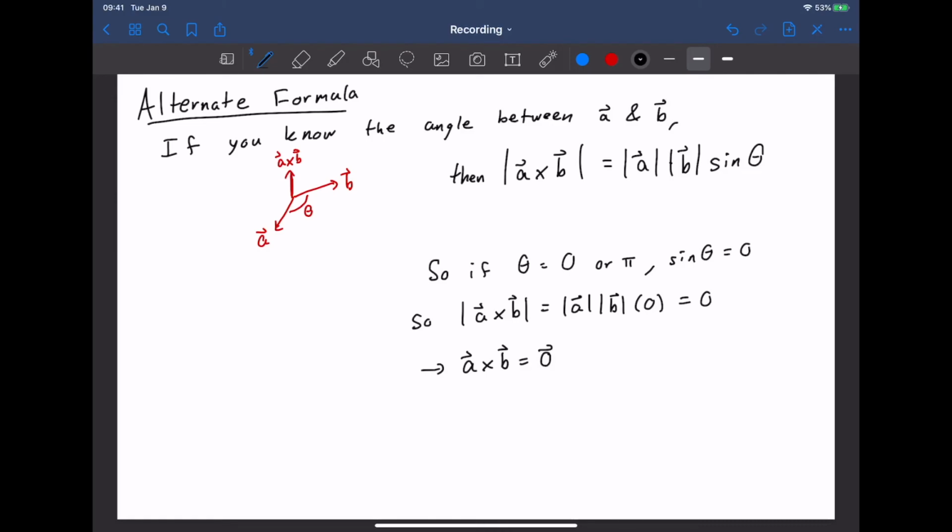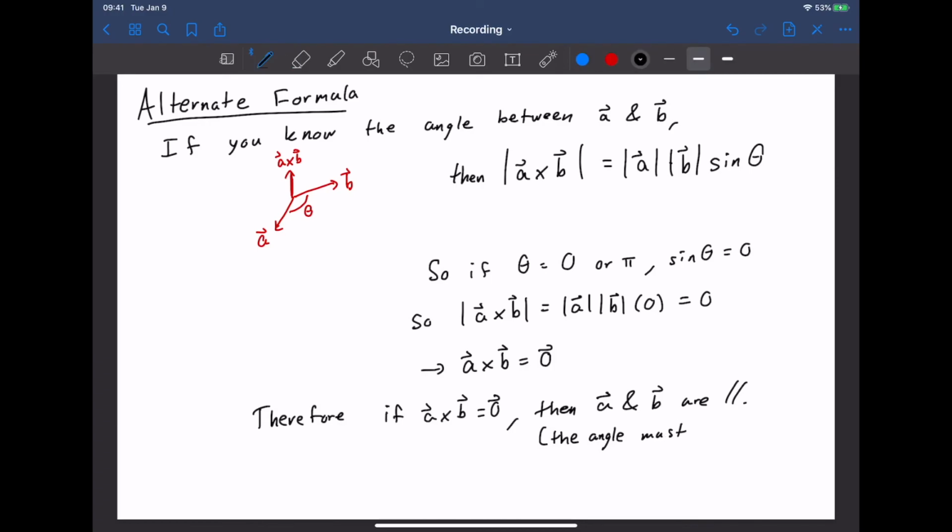So what? What would that possibly mean? It means that, therefore, if A cross B equals 0, then A and B are parallel. It means that the angle must have been 0 or pi, which is exactly what we talked about being parallel in the last video.